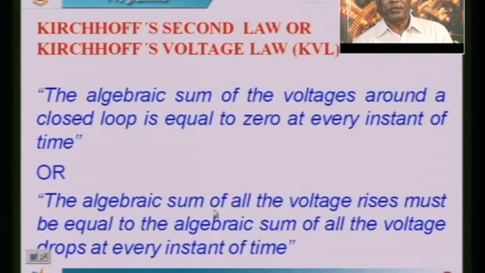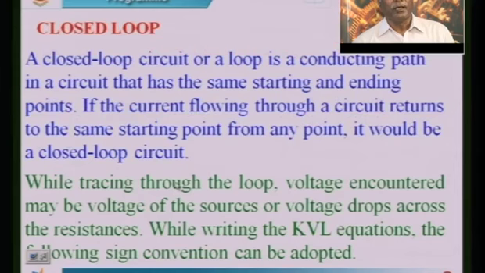According to Kirchhoff's second law, the algebraic sum of the voltages around a closed loop is equal to 0 at every instant of time. Or it can be stated that the algebraic sum of the voltage rises must be equal to the algebraic sum of the voltage drops at every instant of time. A closed loop, what is a closed loop? A closed loop or a closed circuit is a conducting path in a circuit that has the same starting and ending points. If the current flowing through a circuit returns to the same point from any other point, the circuit is said to be a closed loop.